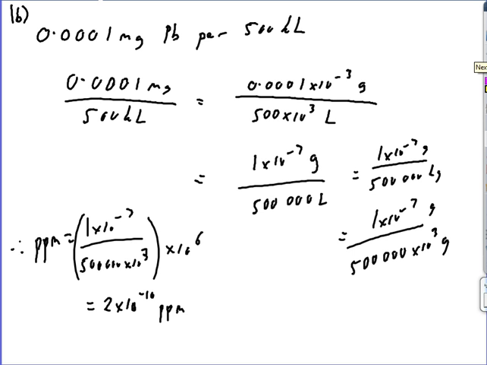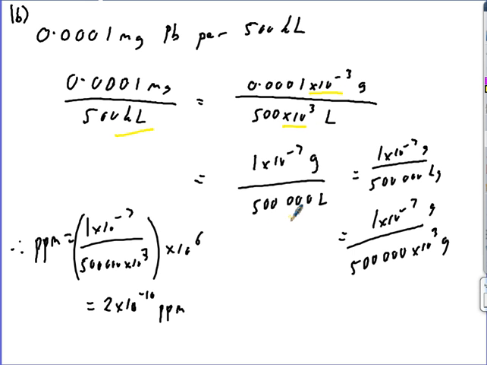So for 1B, we've been told you've got 0.0001 milligrams of lead per 500 kilolitres, and just like before, to figure out the parts per million we've got to make sure they're both in the same units. So 0.0001 milligrams per 500 kilolitres. First thing we do is change the milligrams to grams. We're replacing the milli with 1 times 10 to the minus 3, and we recognise that kilo is times 10 to the 3, so we've replaced them in. Now we've got 0.0001 by 10 to the minus 3 grams per 500 by 10 to the 3 litres. That can be written as 1 by 10 to the minus 7 grams over 500,000 litres.